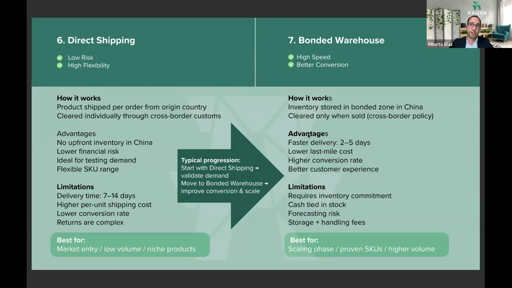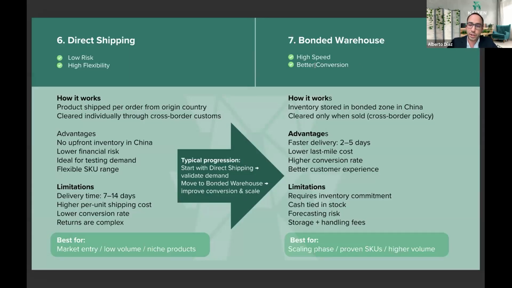You can then transition. That's what many brands actually do. They start with direct shipping, and at some point they know, okay, 80% of my sales are from 3 SKUs, so I'm going to stock those. The rest, the long tail, I'm going to continue shipping directly or basically delist those products. So you can combine and transition from one to the other very easily.